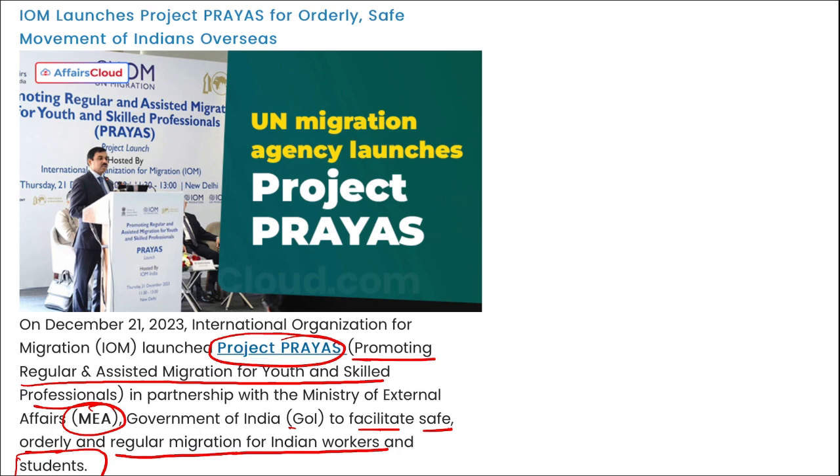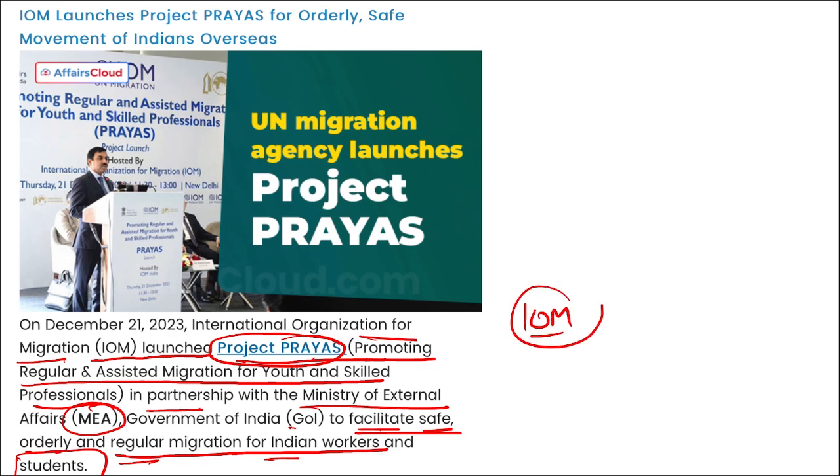So it is the International Organization for Migration that launched this project Prayas. And what is Prayas? Prayas is promoting regular and assisted migration for youth and skilled professionals, and this was in partnership with Ministry of External Affairs, to facilitate safe, orderly and regular migration for Indian workers and students. I just mentioned that this was launched by a UN Migration Agency, and it is IOM, the International Organization for Migration. This is a department of United Nations only.